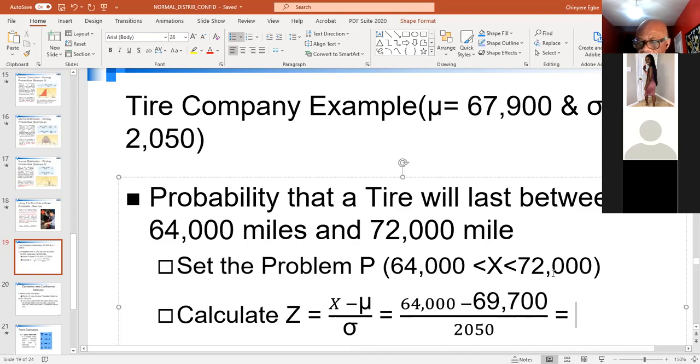It's negative 2.78, if I'm not mistaken. I might be wrong. No, you're not wrong. 9,700 minus 64,000 over 2050. You're perfectly correct. Minus 2.78. That's what it is. All right. Now you calculate it for the first value.